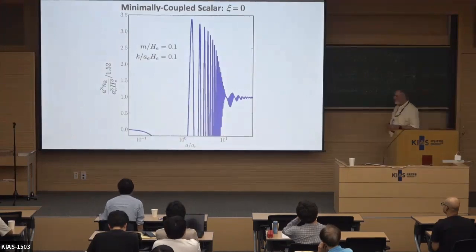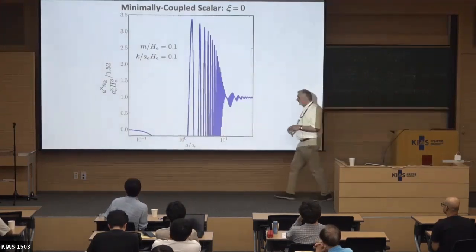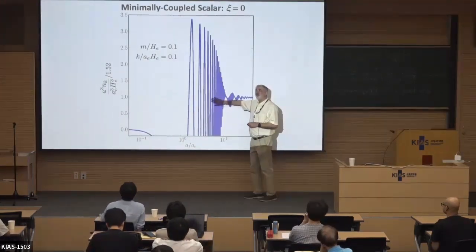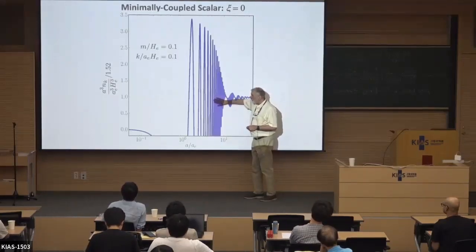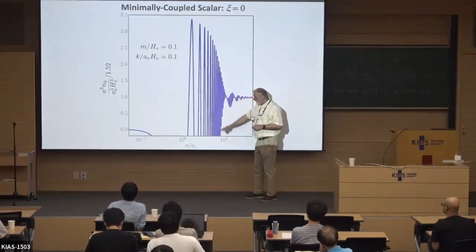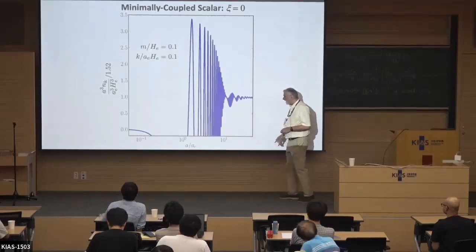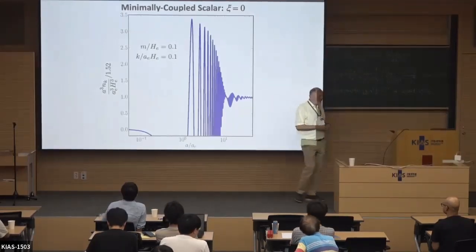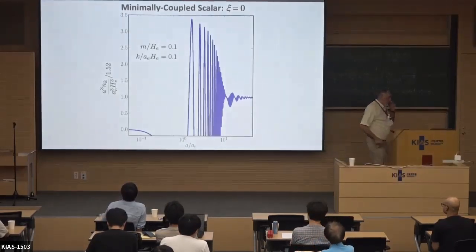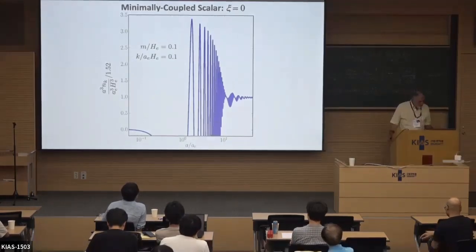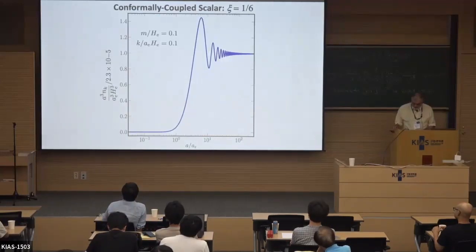And you see this looks much different. I showed this maybe in the first or second lecture. The evolution of this as a function of A looks much different than conformally coupled scalars. So the answer is conformally coupled scalars and minimally coupled scalars are very different.